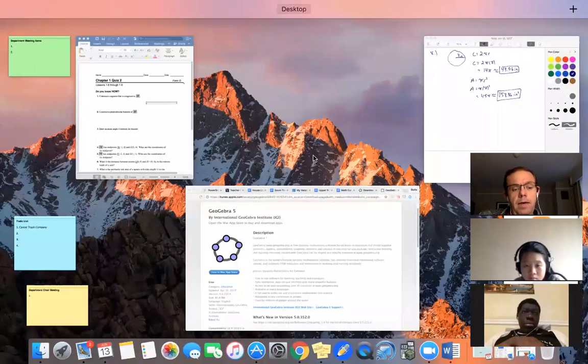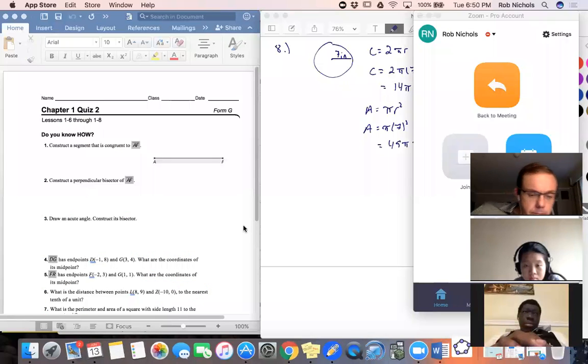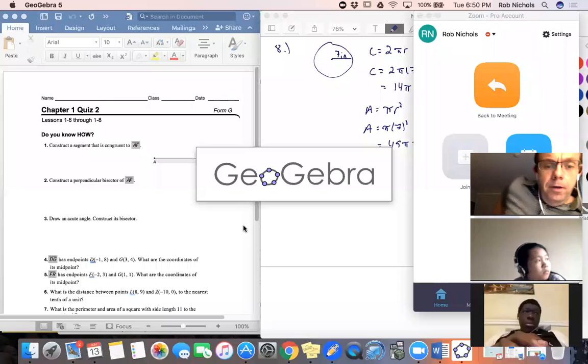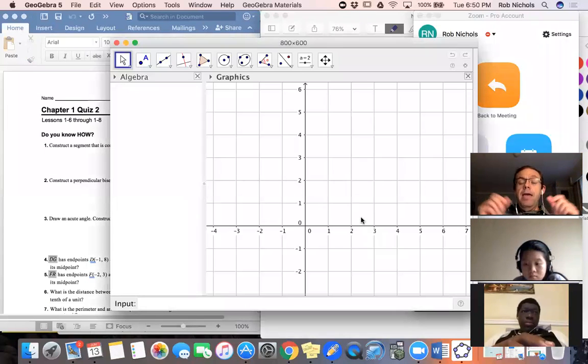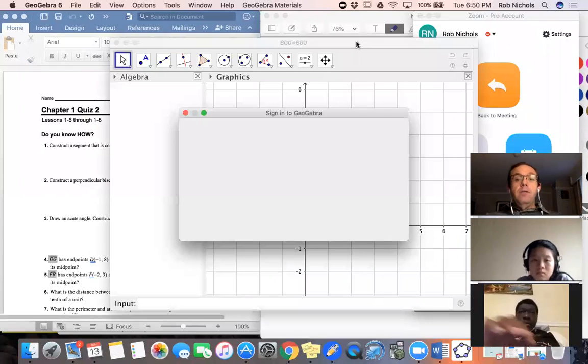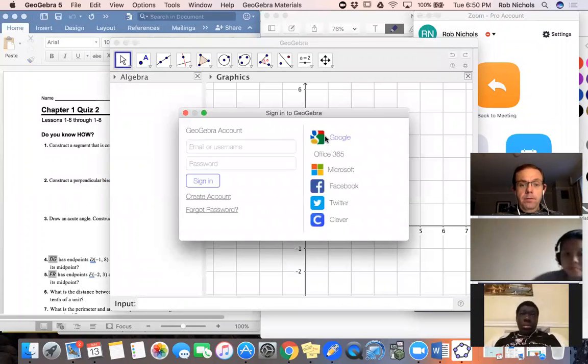Okay, let's find the App Store. Oh, there it is, GeoGebra. Okay. So let's go ahead, and I just want to show you a couple quick constructions, because you can actually do these instead of by hand and turn these into the assignment. So we'll sign into GeoGebra. Okay. Sign in with Google.